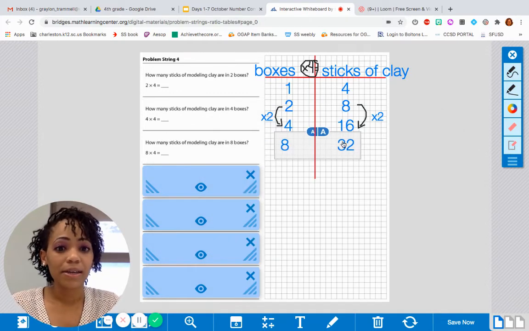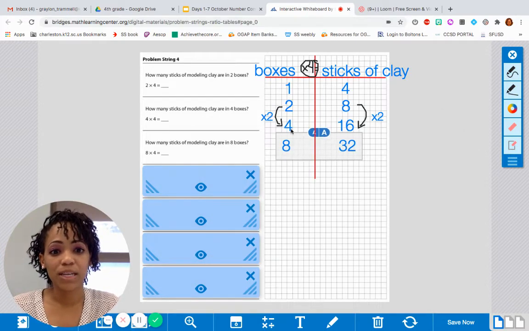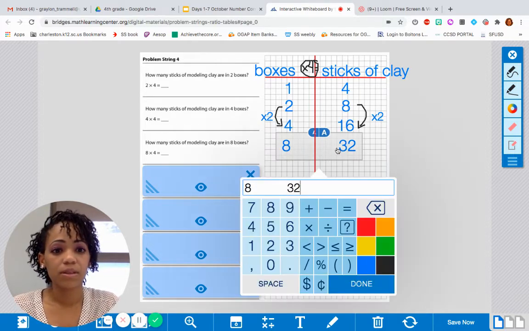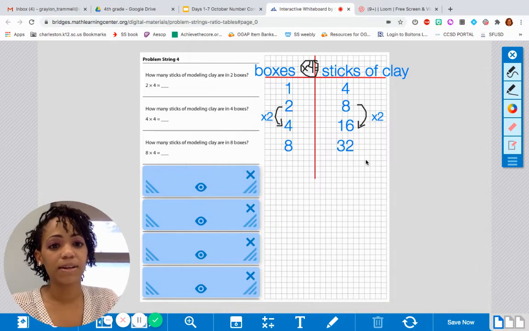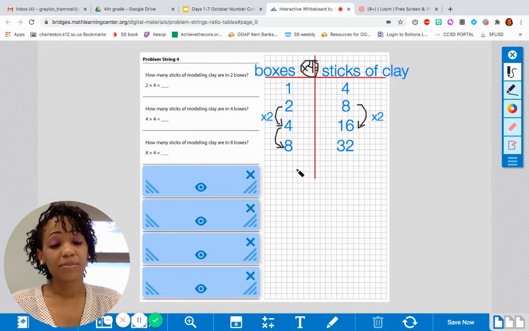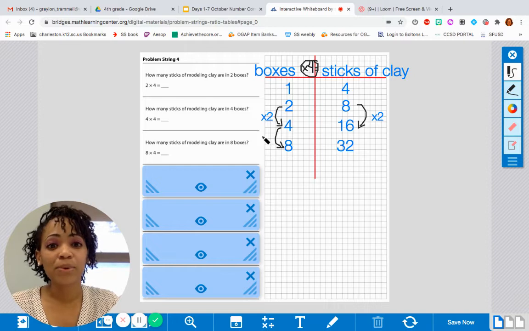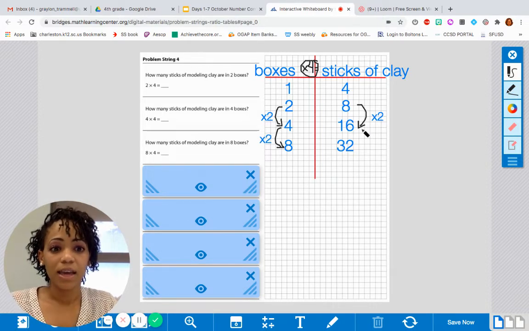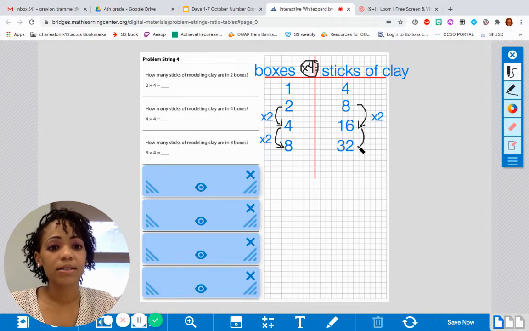Did anybody think about the relationship between 4 and 8? I'm just trying to make this look a little more even here just so we can keep it consistent. What is the relationship between 4 and 8? Remember, we're thinking multiplicatively. You could think that we're adding 4 more boxes, which you're right, but you could also say that we doubled the amount of boxes that we had. Yeah, I'm doubling that side.